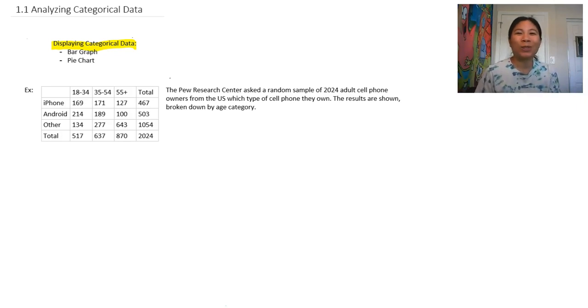And then it also separated the people by age groups. Even though age is technically a quantitative variable because ages are numbers, by separating them into categories like that, that makes it categorical. So here, this table actually has a name. This is called a two-way table.